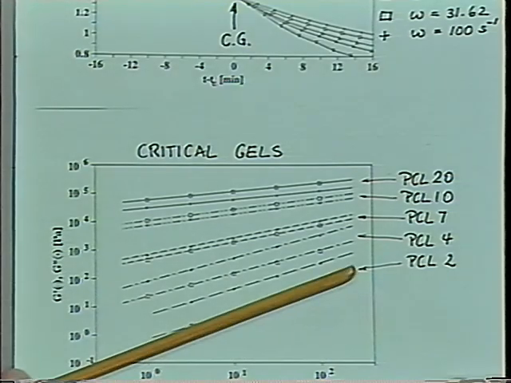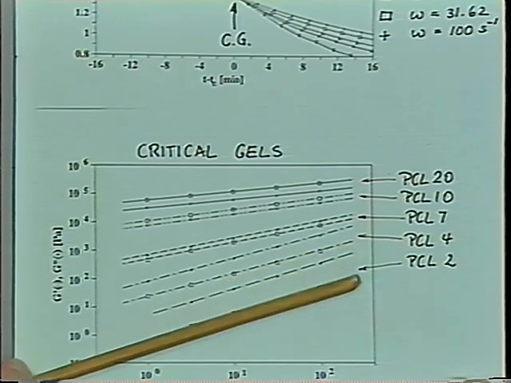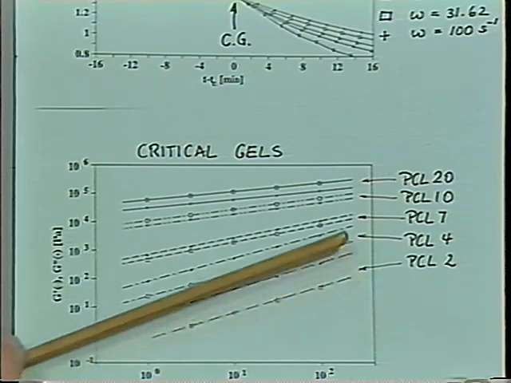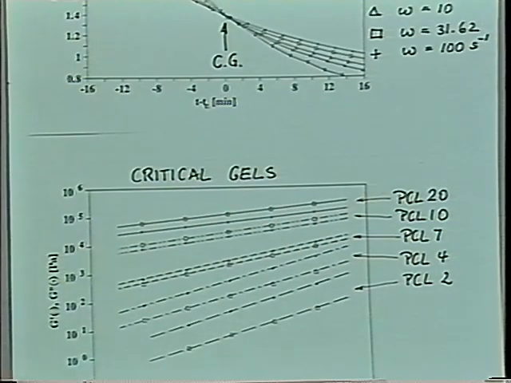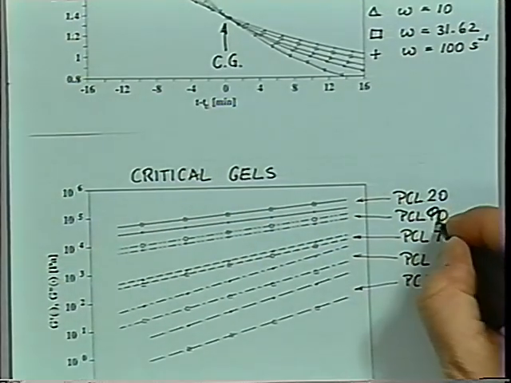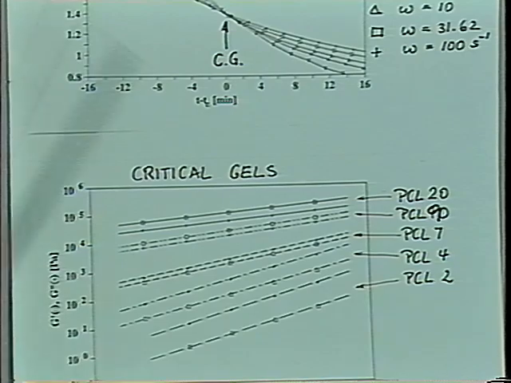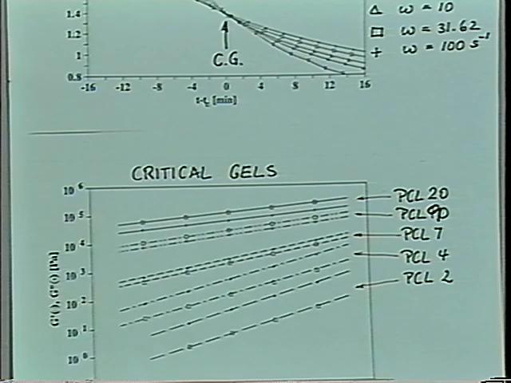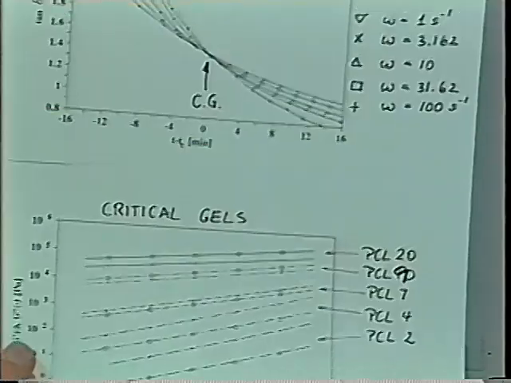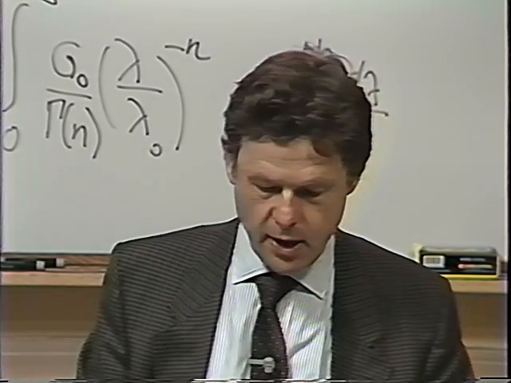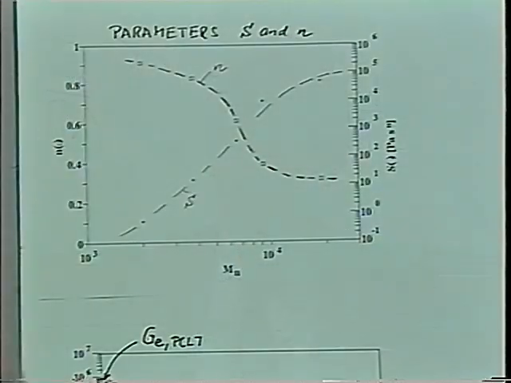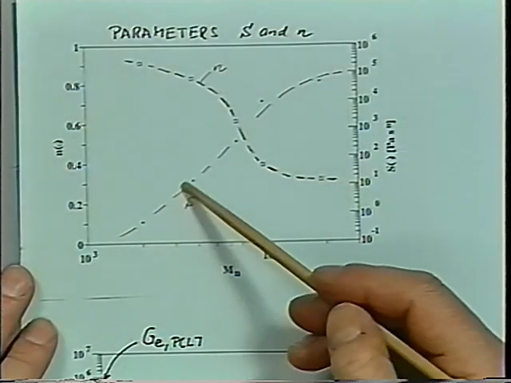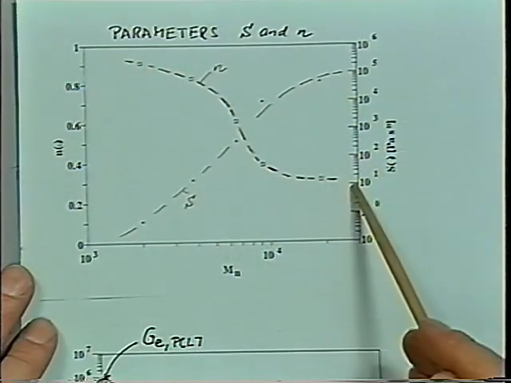See, at low molecular weight, the slope is pretty high. We have a pretty lossy gel. And at high molecular weight, this is really PCL 9 here. At higher molecular weight, this slope gets less and less, and the gel is going to be tougher and tougher. The front factor is higher, and n is lower. You can see that the front factor S is increasing with molecular weight, and n is going down, like this here.